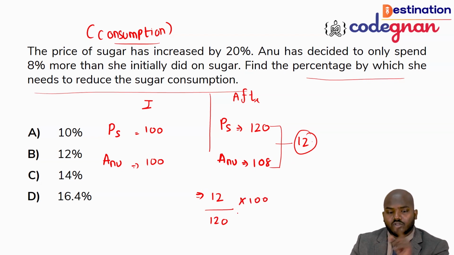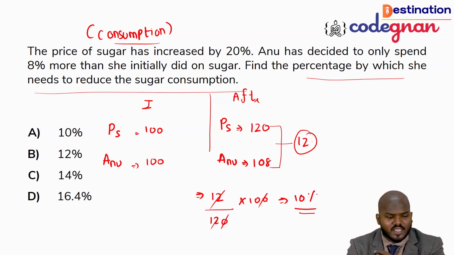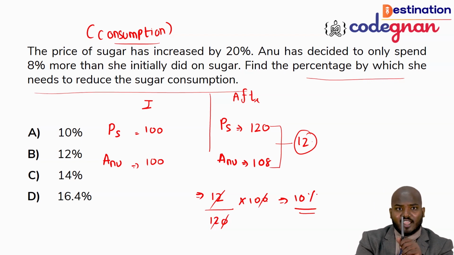If I make it up, they are asking for the percentage, right? So that is this one. She needs to reduce the sugar consumption by 10 percent so that she can manage her expense in the same way, given the price they have quoted in the increment of the sugar price. So I hope you understand. For you guys, I'll say it again.